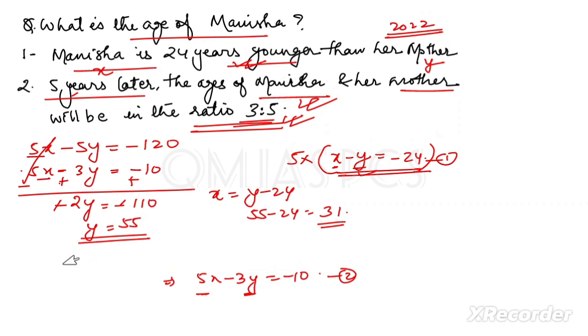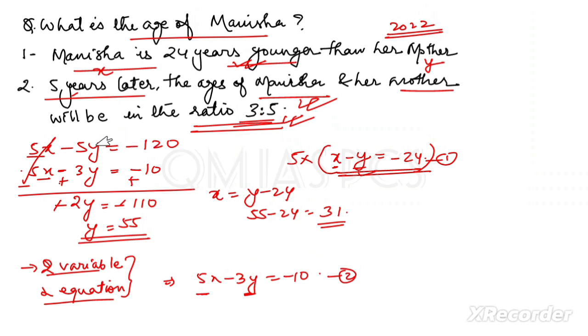What I am trying to say is, when there are two variables and we have two equations, then it is clear we can solve the equations and get the answer. But if there are three variables and we have only two equations, we will not find the answer.